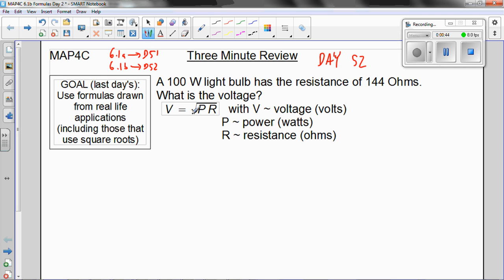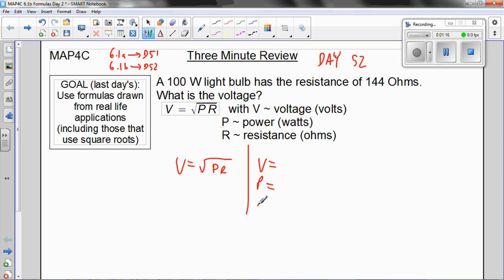Last day we were doing formulas that had to do with roots, and so we've got an example here: a 100-watt light bulb, resistance is 144 ohms. What's the voltage? Now notice that I don't know anything about electronics or electricity, but I can figure out the formula by looking at the units here. So which is V, which is P, which is R? Well, I can do that by the units. There's a formula, and formulas we're okay at.